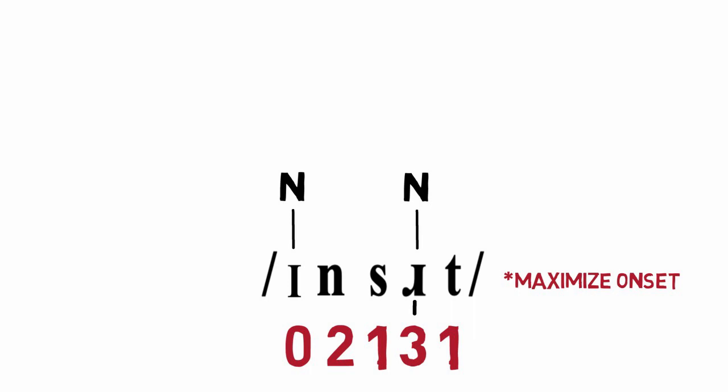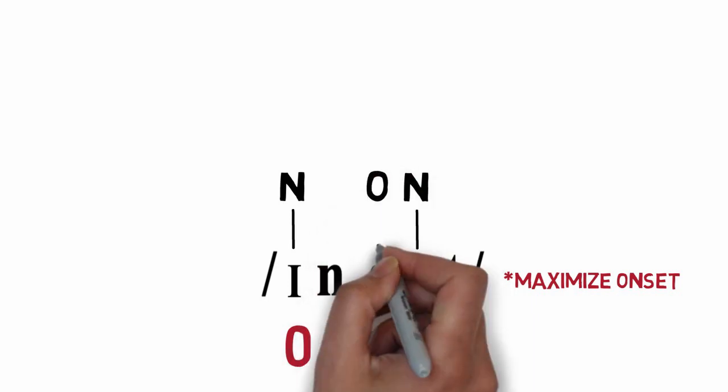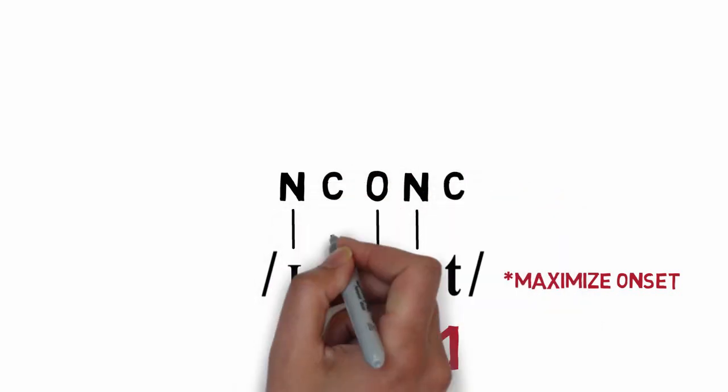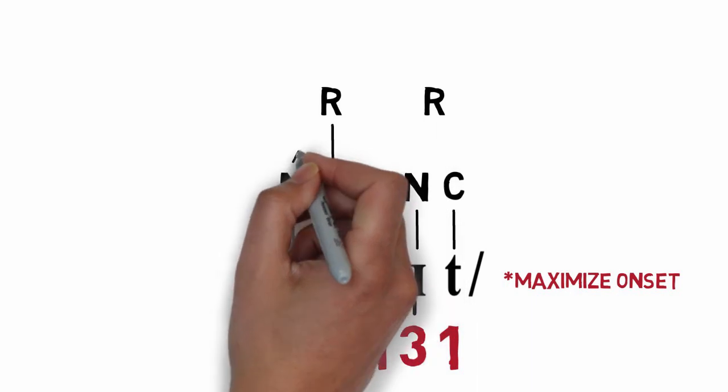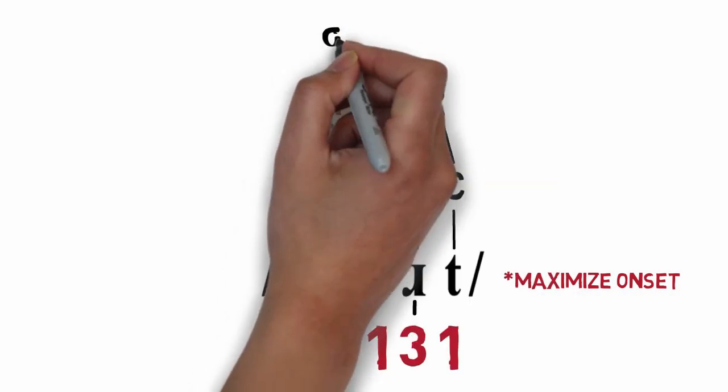Using maximizing of the onset as a good principle, we know that the correct syllabification is in-sert. So from here, we can actually build up the syllable as we normally would. So you find the onsets, the codas, build your rhymes, and then build your syllables.